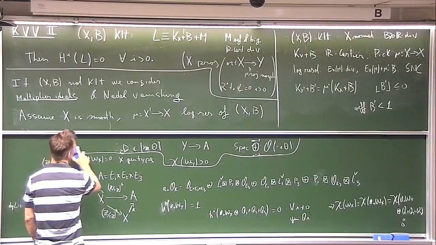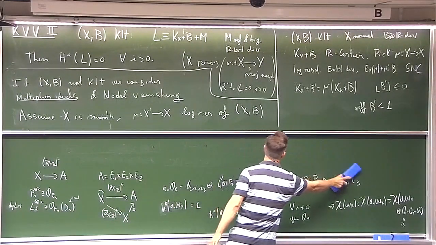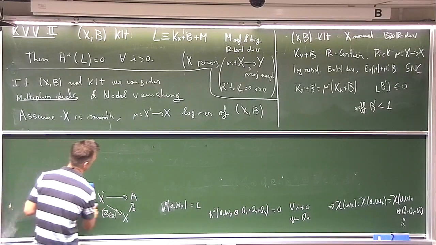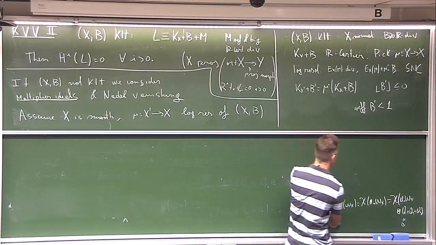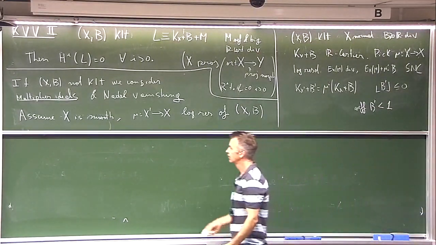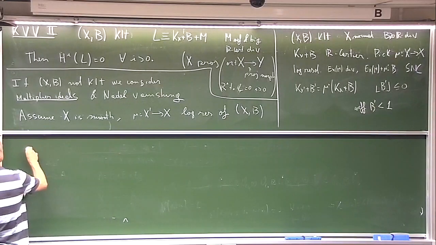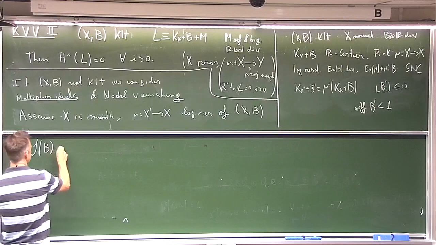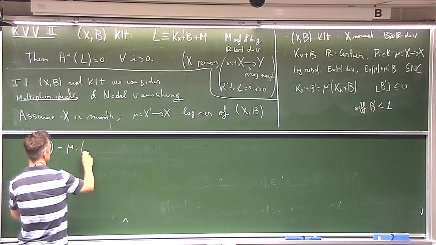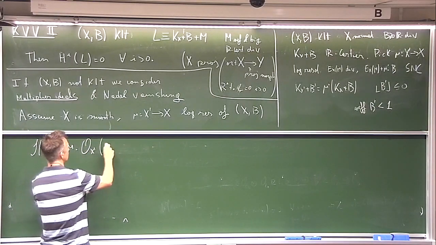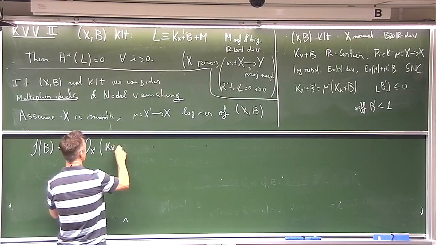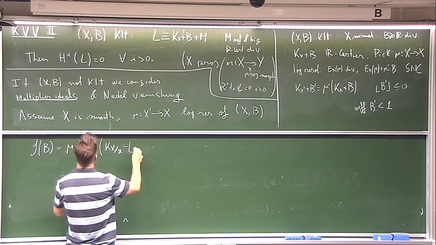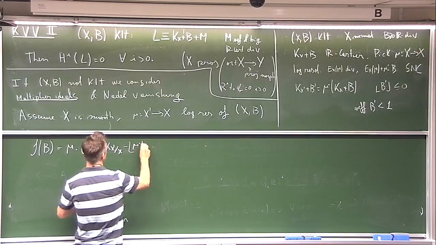And then we are going to define the multiplier ideal sheaf essentially by looking at this gadget. So the multiplier ideal sheaf, usually denoted by J(B), is given by pushing forward O_X' of K_X'/X minus the round down of the pullback of B.